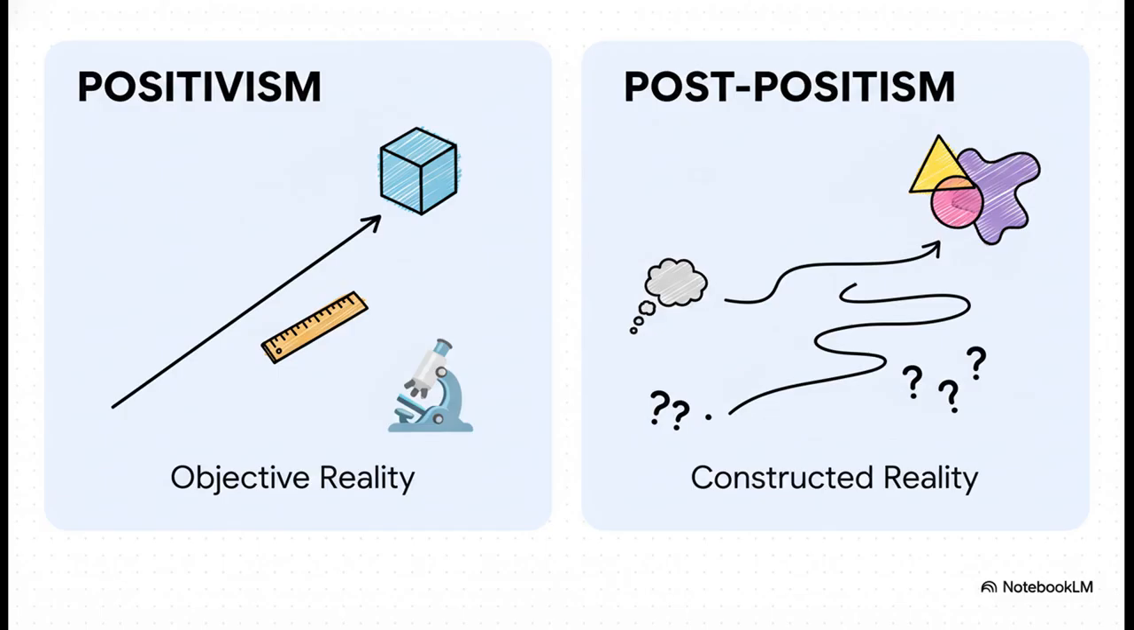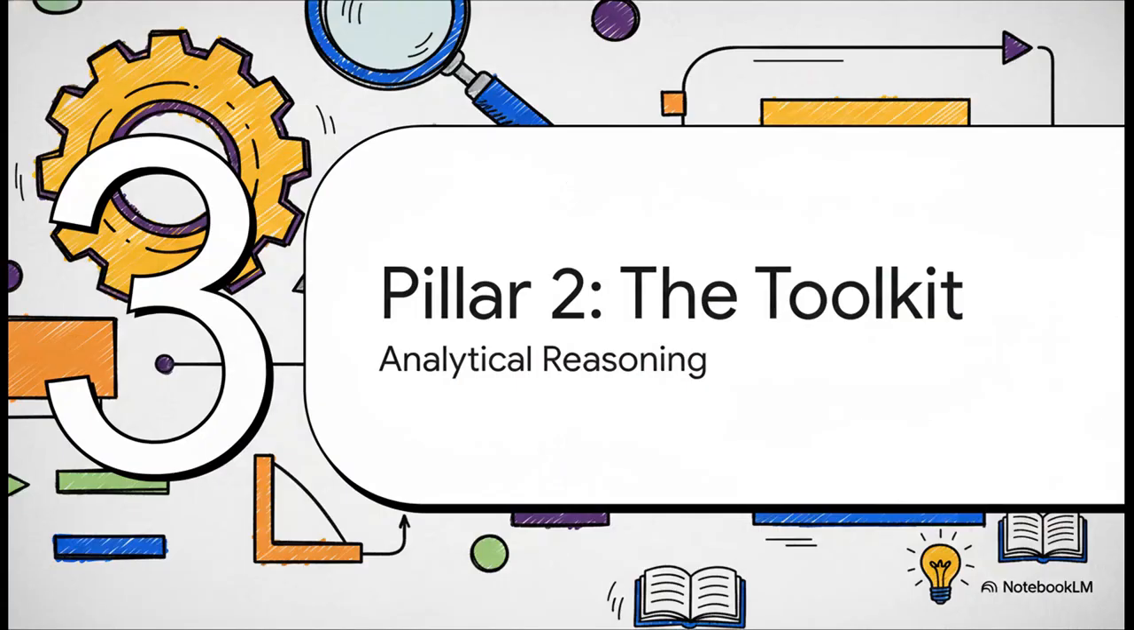The syllabus also gets into the philosophy behind all this research. Are you trying to find an objective, measurable reality, which is the idea behind positivism, or are you exploring a more subjective, constructed reality, which is what post-positivism is all about? Understanding this basic difference really shapes your whole approach. All right, let's move on to Pillar 2 and see how this all connects.